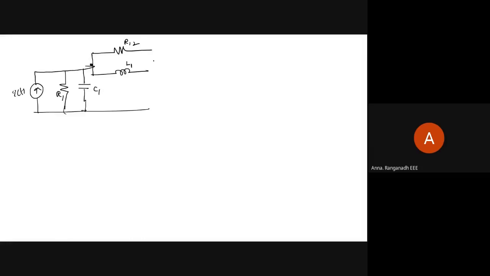So here, what is the node? One more node is there, V2. This point is connected to V2 and this point is connected to V2. This is point V1. Now apply KCL at node 1, node V1.